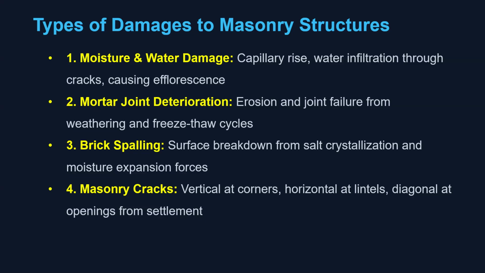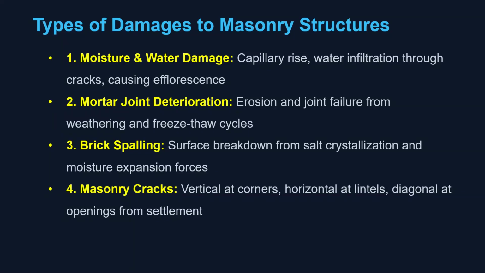These are the various types of damage to masonry structures. The first damage is because of moisture and water damage. If the moisture is persistent, then water infiltration is persistent. Obviously, it will lead to the deterioration of concrete and the reinforcement bars in RC structures. It will lead to corrosion, and it will also cause efflorescence in the structure.